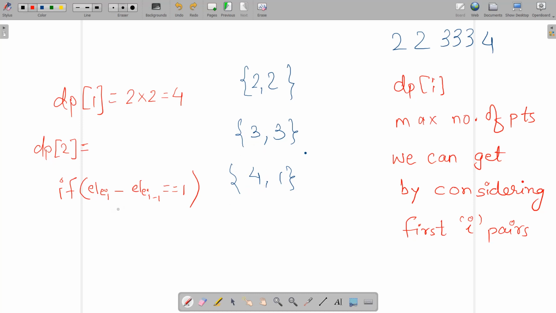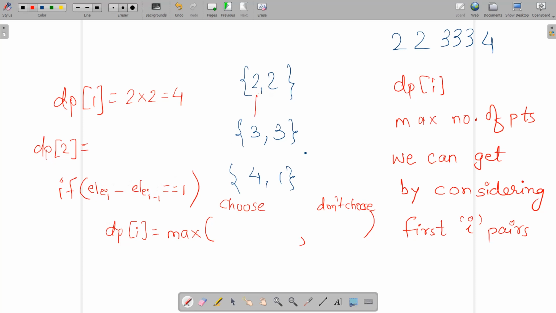Okay, so if this condition holds, you will write the answer as dp of I as max of two elements. We are going to consider two things: either choose this element, or don't choose. That is, we are going to choose this pair, otherwise we are not going to choose this pair. What about if we will choose this pair? Okay, and the difference is exactly 1.